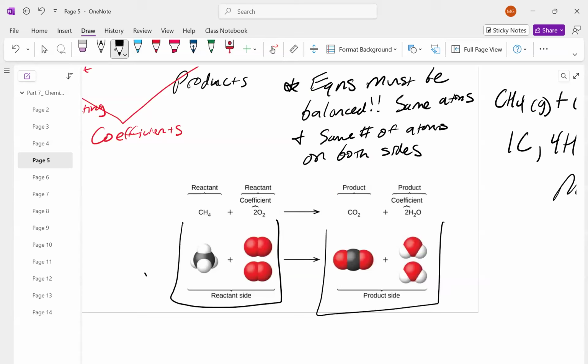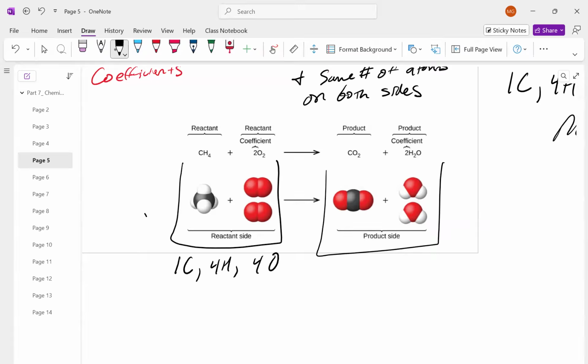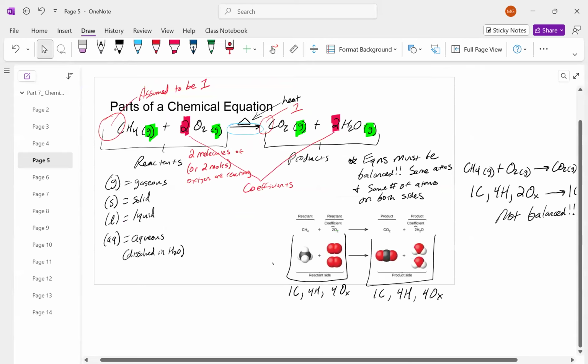Now, what I want you to do is pause the video. I want you to count the number of atoms on each side. All right, so now that you've done that, let's count them. 1 carbon, 4 hydrogens, 4 oxygens on the left, 1 carbon, 4 hydrogens, and 4 oxygens on the right. This is the importance of ensuring that the reactions are balanced. As I said, we're going to discuss that in the next video on how we balance a chemical equation.